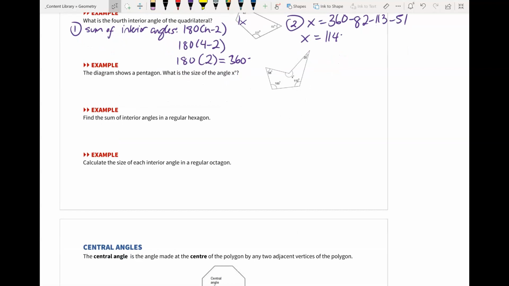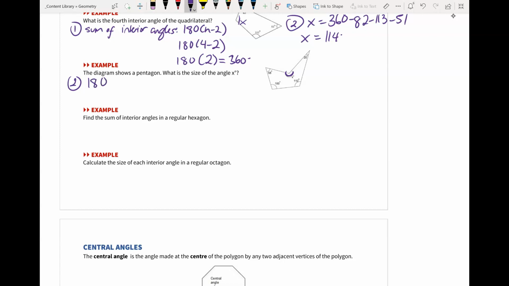Moving on to the next example. In this case, we have a pentagon. So that is a five-sided shape. We want to find the angle x, which is this one in here. We're going to follow the same steps as the previous example. I'm going to find the sum of the interior angles first, so I know how much it would all add up to, and then we'll find our missing angle x.